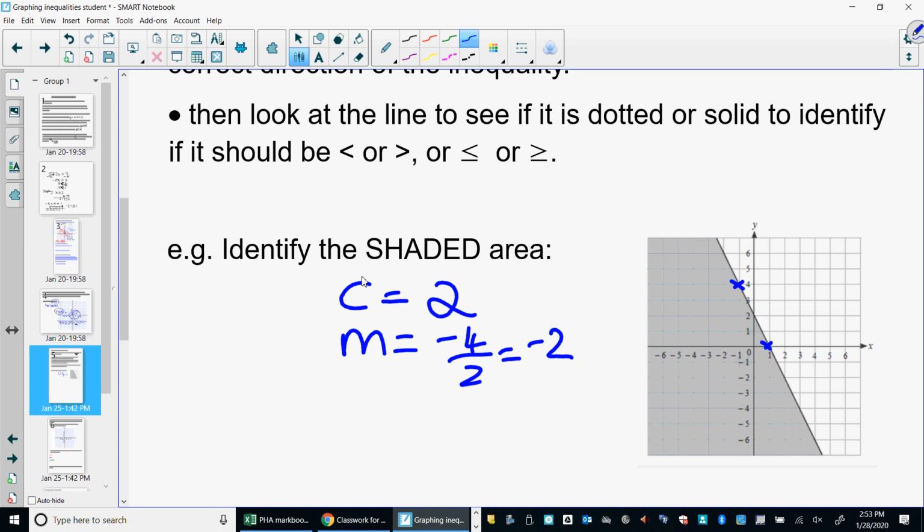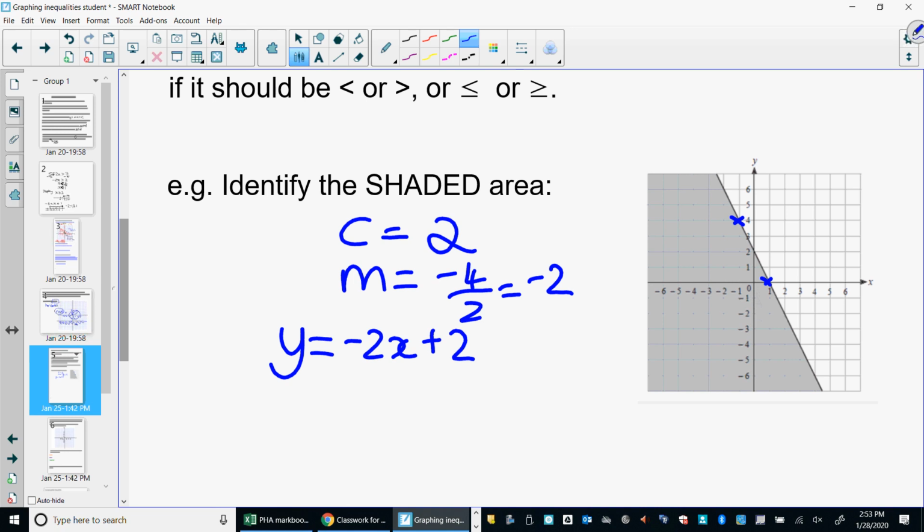Once I've got those 2 values, how do I make it an equation of a straight line? I just write y equals -2x plus 2. She says, hoping that everyone is thinking, yes, that's obvious. I haven't done anything yet, other than establish what the straight line equation is. So I haven't dealt with the inequality yet.